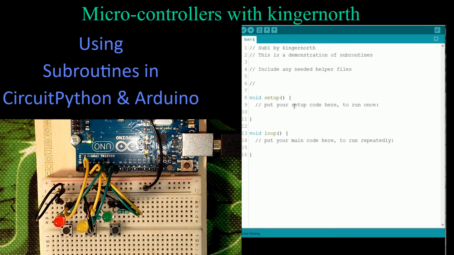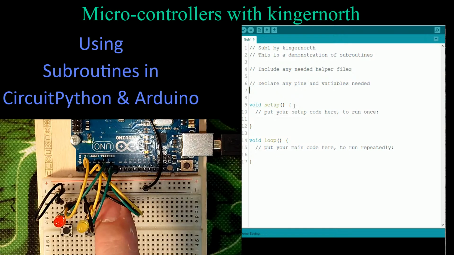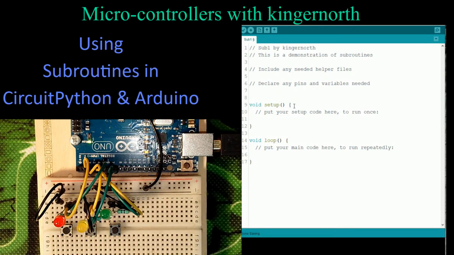The next thing we're going to do is declare any pins and variables needed. So that's what we're going to put in here, and we are going to need some pins. We have 3 push buttons and we have 3 LEDs, so we have 6 devices we have to declare. So let's get our pin assignments for all of those done. That's probably the first thing we want to do.